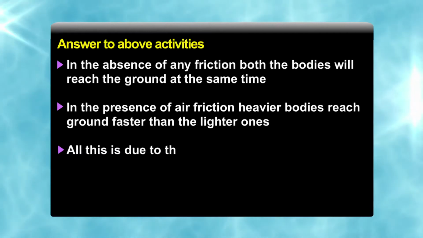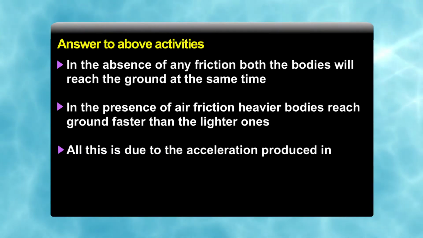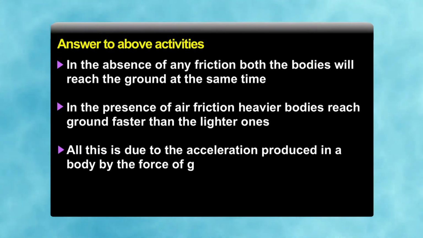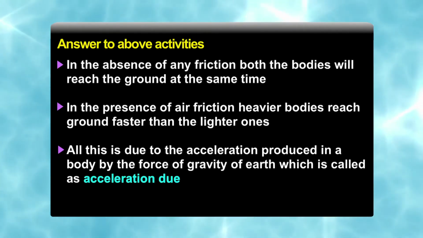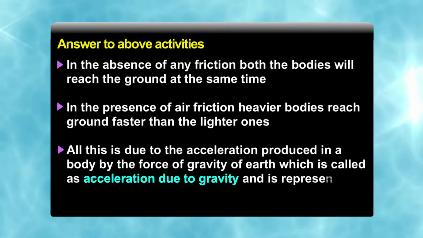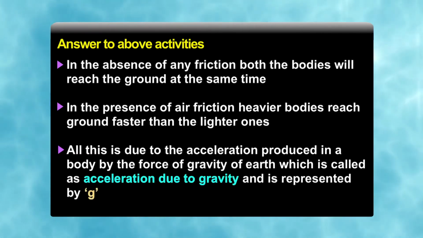All this is due to acceleration produced in a body by the force of gravity of Earth, which is called acceleration due to gravity and is represented by small g. Let us find an expression for g.